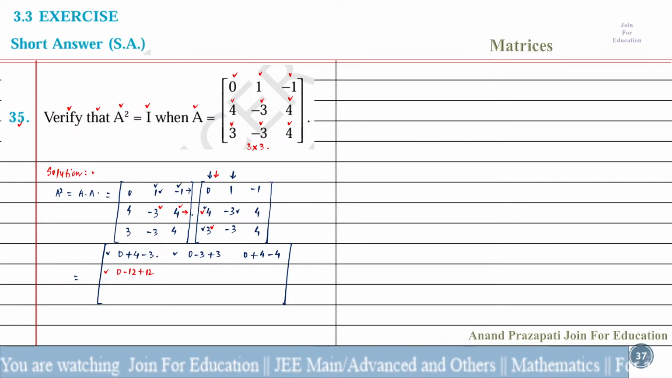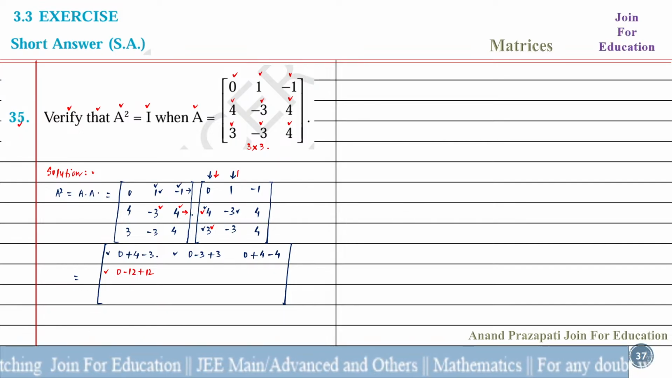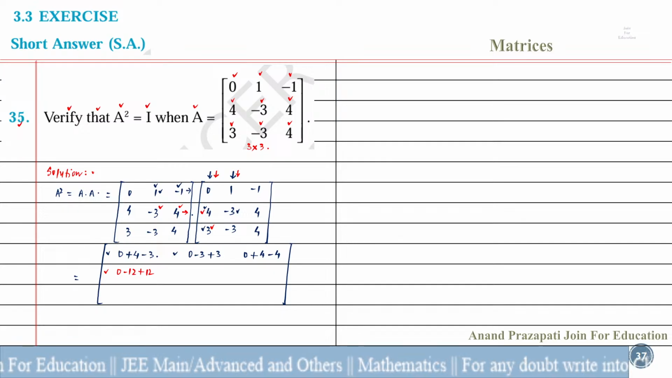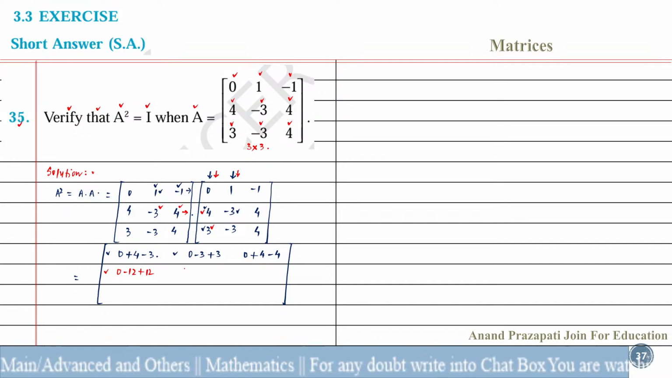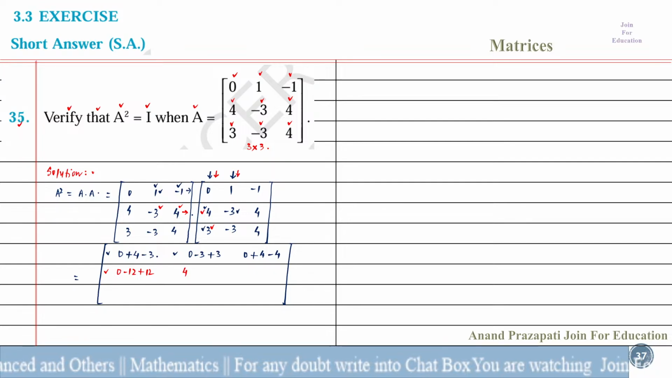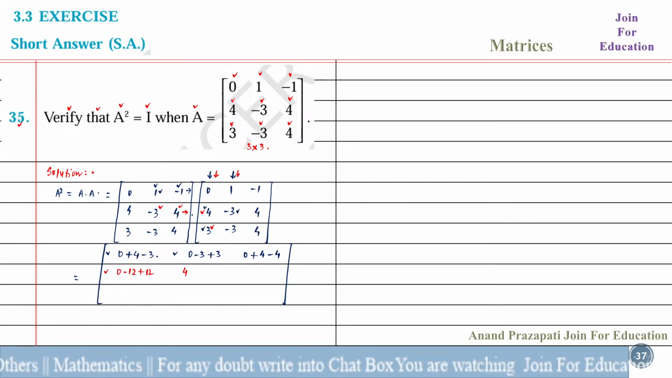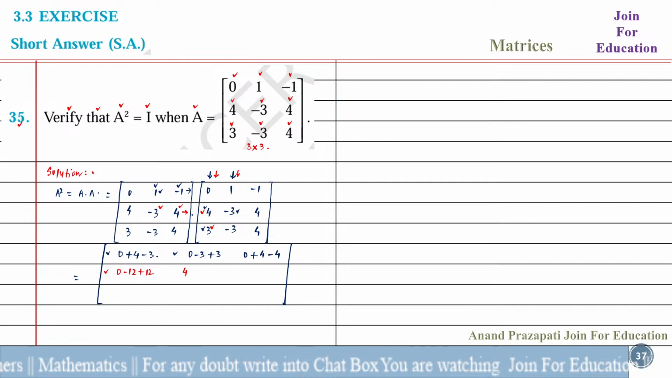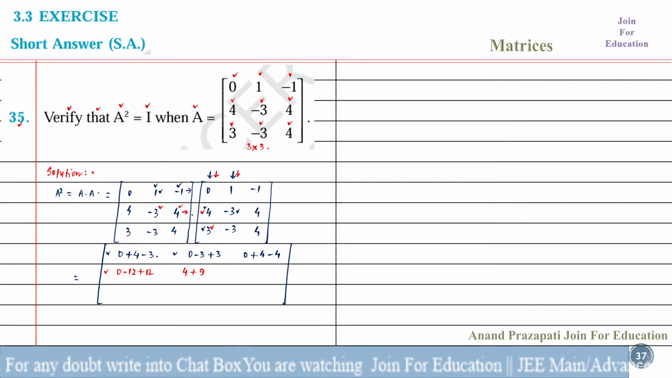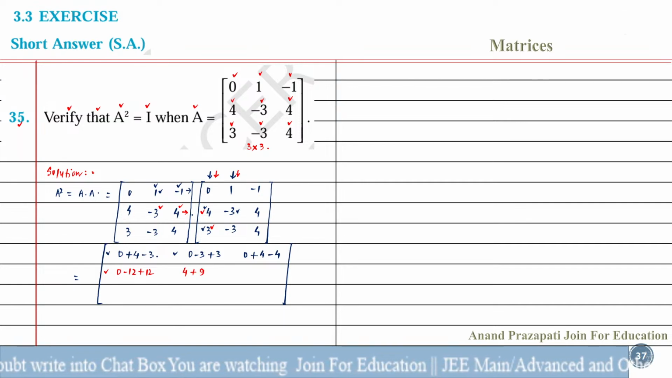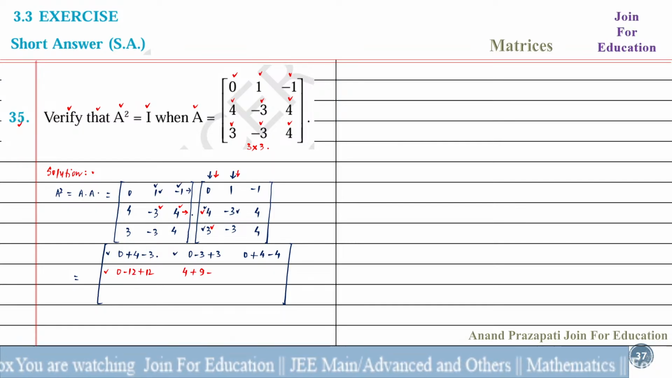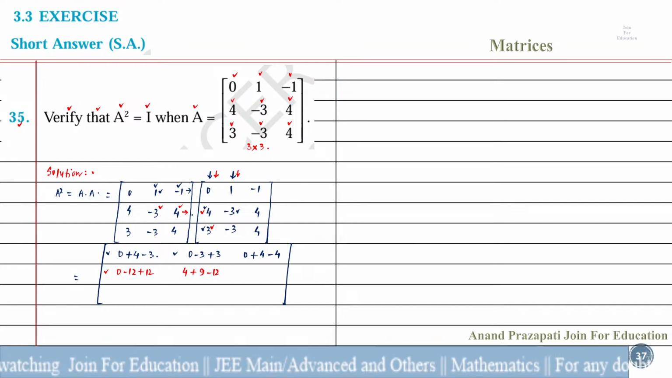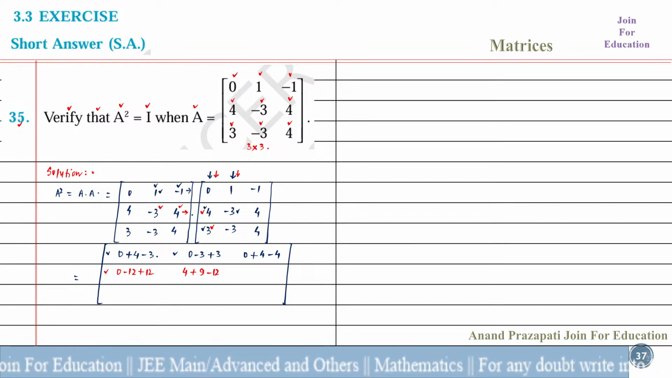Similarly, second row along second column, we get here 4 into 1 equal to 4, and minus 3 into minus 3 equal to plus 9, and 4 into 3 equal to, here will be minus 12. Observe, there is no problem to understand up to this step.